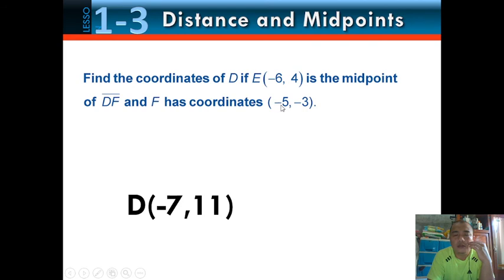Can you do that orally? Here, just multiply the midpoint by 2. Negative 6 times 2, negative 12, plus 5. That's negative 7. Now, 4 times 2, 8. 8 minus negative 3, or 8 plus 3, 11. I think that's the shortcut method. You can do it orally. Negative 6 times 2, negative 12 minus negative 5, or plus 5. So negative 7. 4 times 2, 8, minus negative 3, or 8 plus 3, 11.